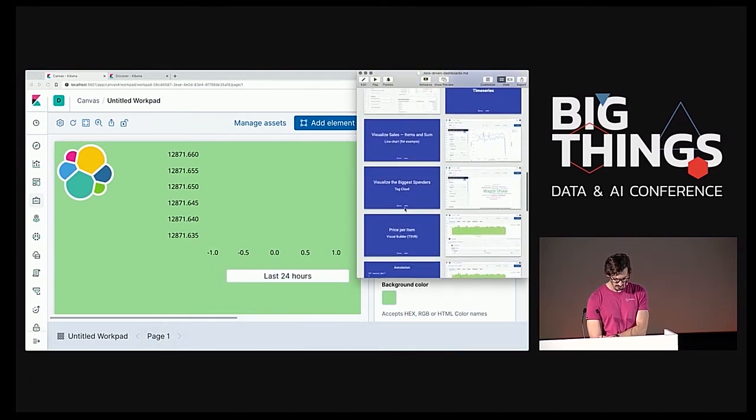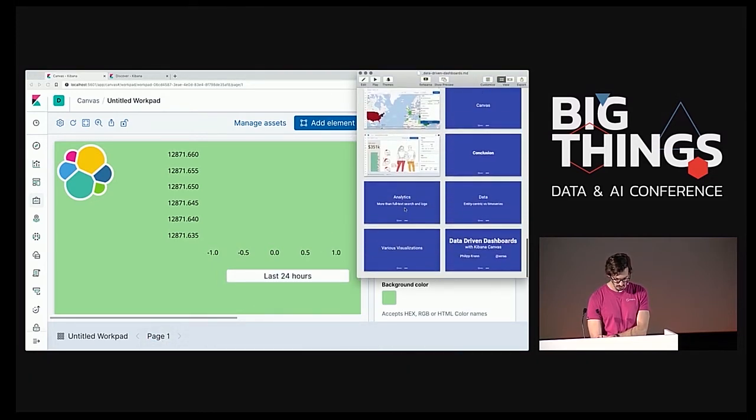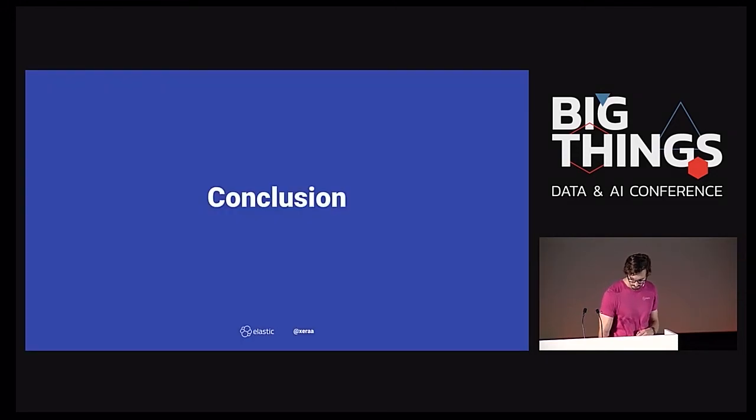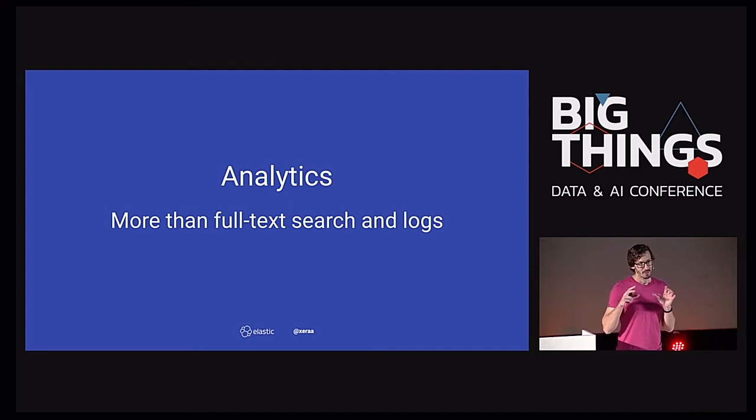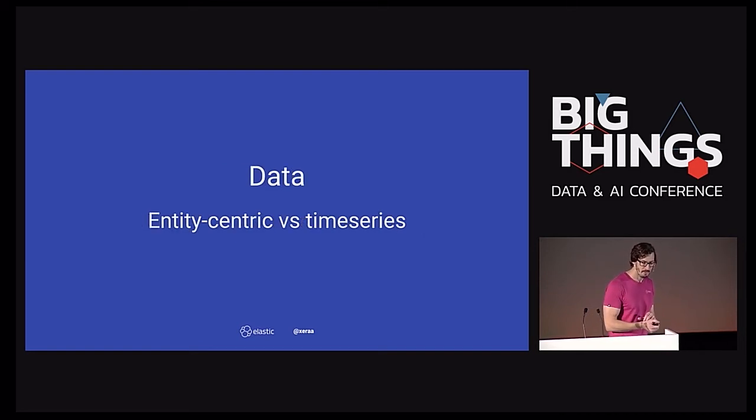And with that, I think we're getting pretty close on time. So, to wrap up, what you can do in Kibana and also Elasticsearch is more than just logs. It's more than just full text search. It's very much on the, I have some business data and I want to visualize that business data and correlate it maybe with my log events, for example. That is possible. We've covered that entity-centric versus timeline view.